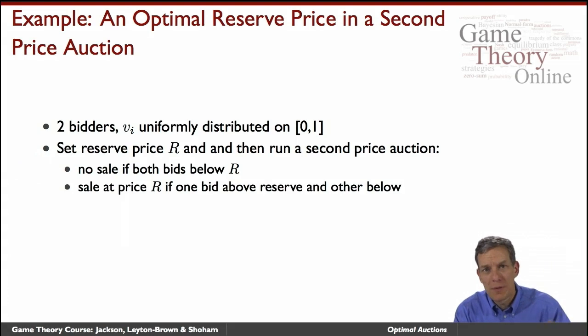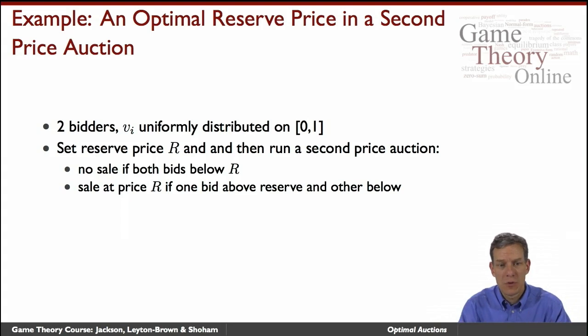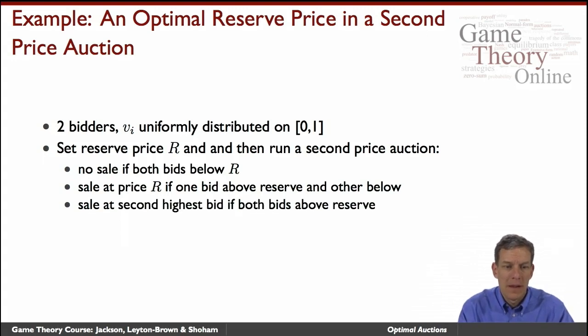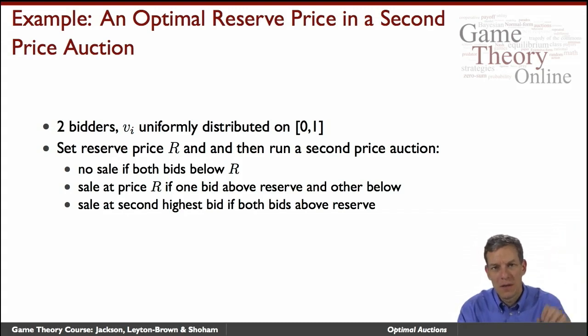If one bidder bids above the reserve and one below it, then the reserve price is going to kick in. That's going to be the second highest price, the second highest bid. We'll think of the reserve price as if it was a bid, and the second highest bid is now the reserve price, and so we'll sell at that reserve if somebody bids above it and the other below. So again, second price auction, that's going to be the second highest. And if both bidders happen to bid above it, then it'll just be the second highest bid that will be the price. Okay, so that's the setting.